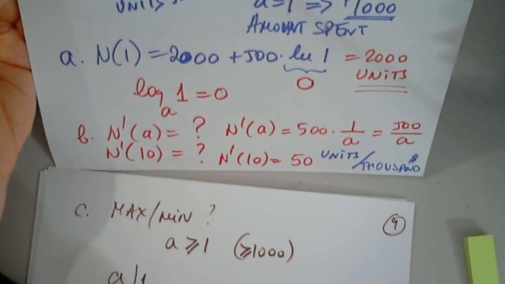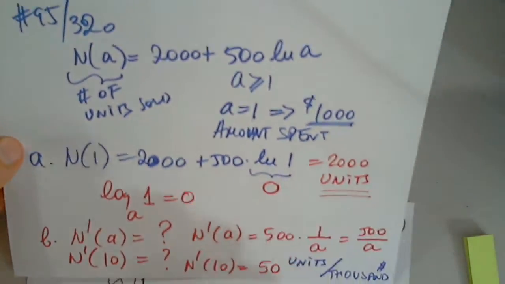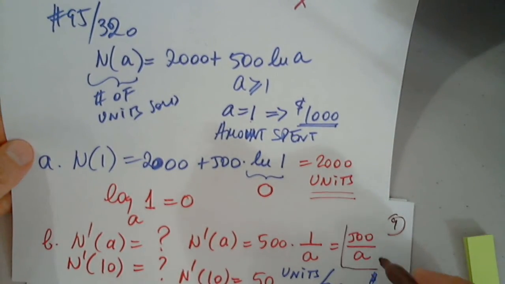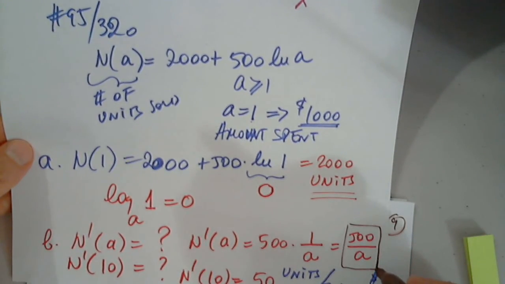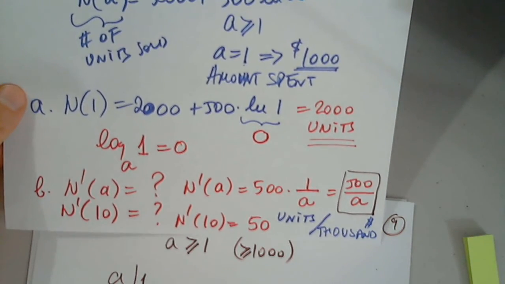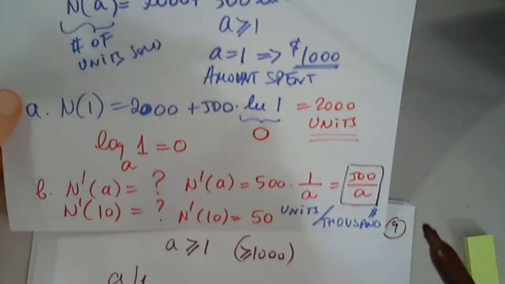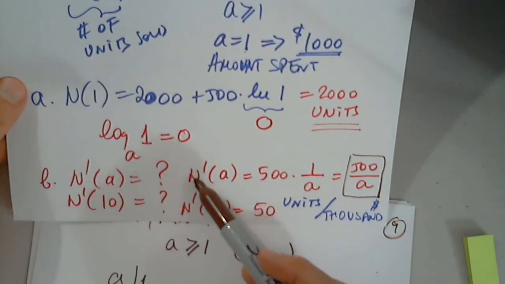and then I have N of A. So let's take a look at N prime of A, which is 500 over A. What type of number is this? For any A that is greater than or equal to 1, what type of number will N prime of A be?